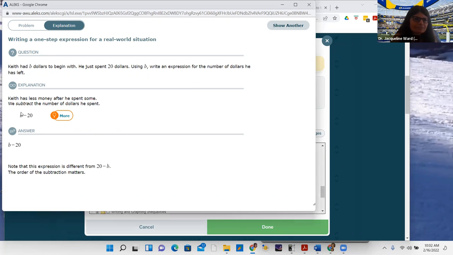Let's see how Alex explains it. Keith has less money after he spent some, so we subtract the number of dollars he spent. Now, unlike with addition, where the order doesn't matter, when you subtract, it does make a difference. Here, you start with B and you subtract 20. We don't start with 20 and subtract B. That property is called the commutative property. Addition is commutative. It works both ways. For example, 2 + 3 = 3 + 2. It doesn't matter which order. That's the commutative property of addition. Subtraction is not commutative.